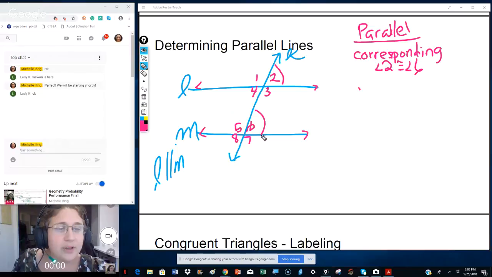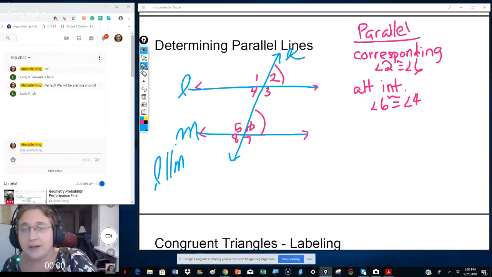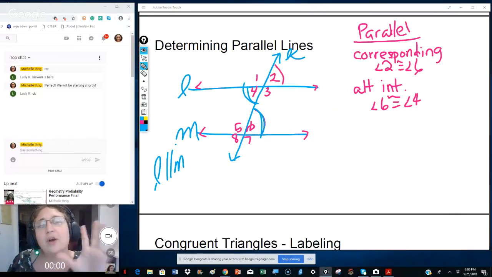Another way that you could do it is you could do it by alternate interior. So for example, they could say angle 6 is congruent to angle 4. So if I come back over here, here's my 6, here's my 4. If they tell us those are congruent, we now know those lines are parallel.